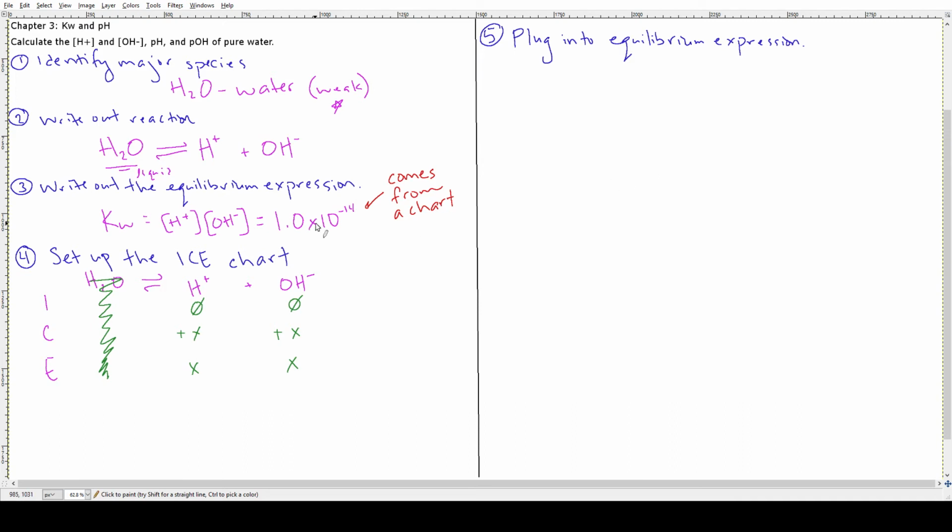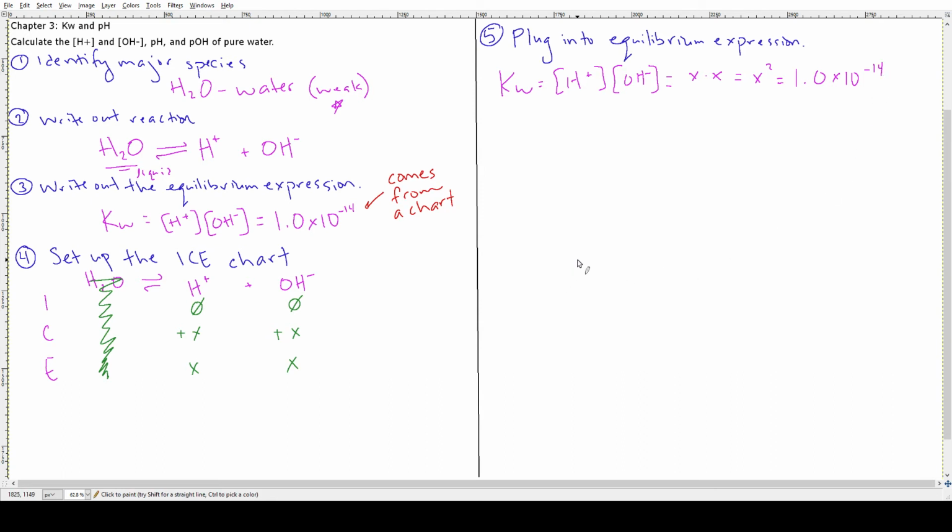So we wrote the equilibrium expression over here in step 3, so I'm just going to copy it down first. I know Kw equals my hydrogens and my hydroxides. And I know it's equal to 1.0 times 10 to the negative 14th, but first I'm going to plug in my x's. So here I have x times x from the ice chart is equal to x squared, and we know that Kw is equal to 1.0 times 10 to the negative 14th.